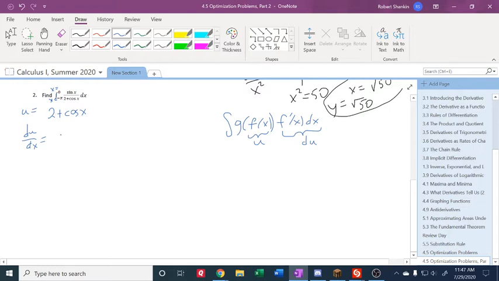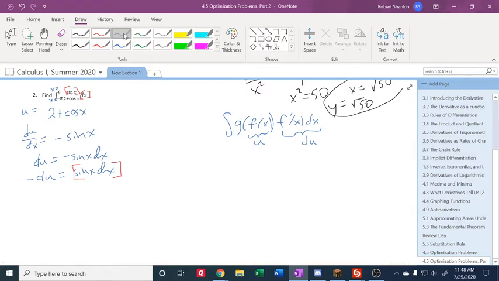du dx, the derivative of 2 is 0, is negative sine x. And then multiply both sides by dx. du is negative sine x dx. Multiply by negative: negative du is sine x dx. Now, this part matches this right here. So I'm good to go.